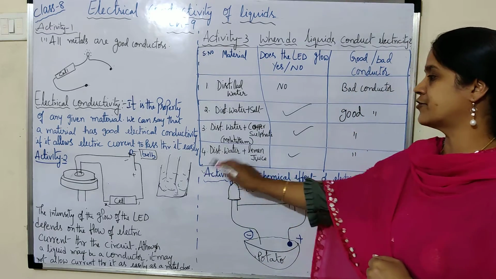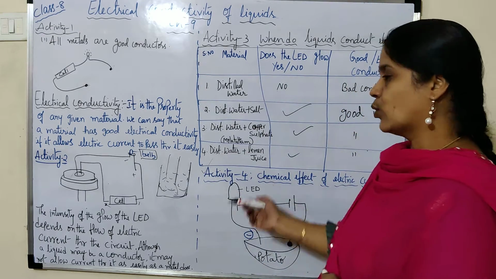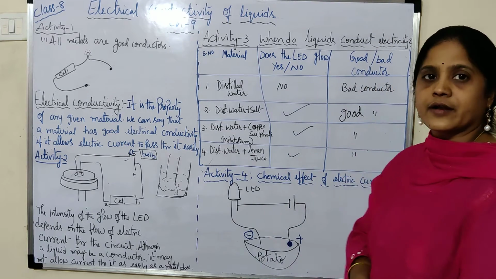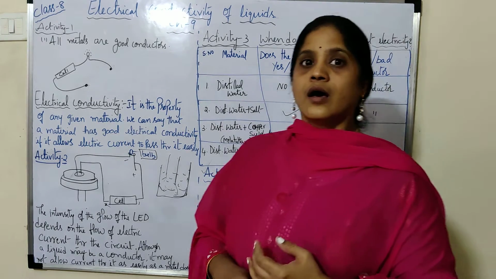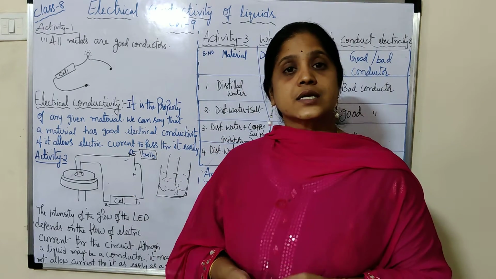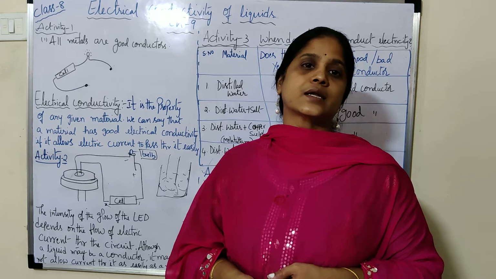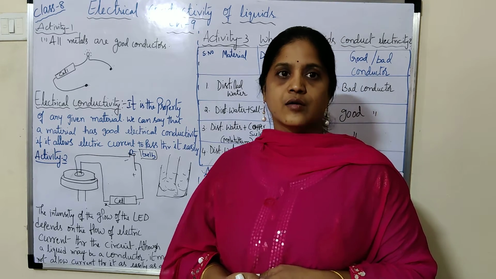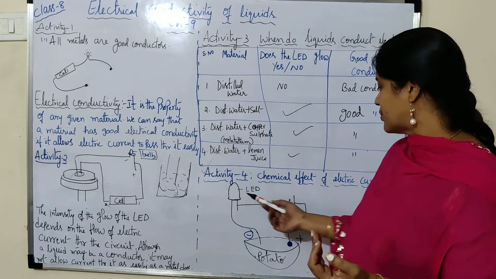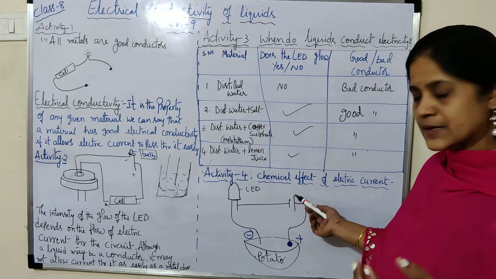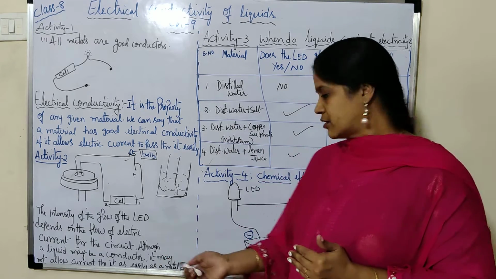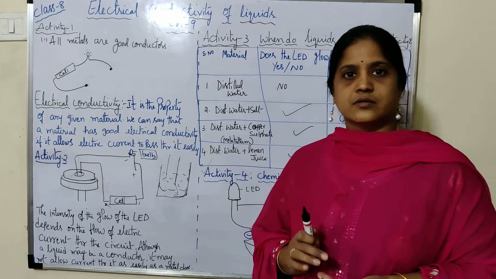Now activity 4. What is this activity 4? Chemical effect of electric current. Here, chemical effect means chemical energy is converted into electrical energy. For this, a small activity. You need an LED bulb. This is the battery cell and this is the potato. You can take different vegetables, but here in the circuit I am showing a potato.